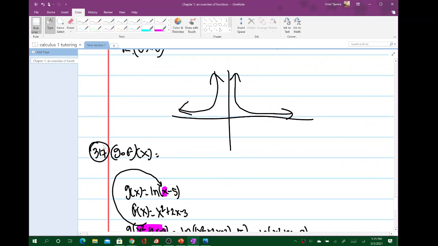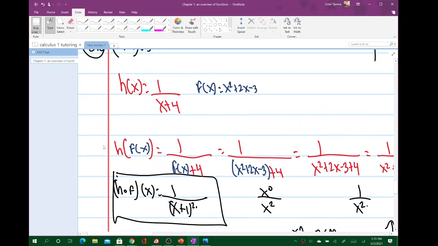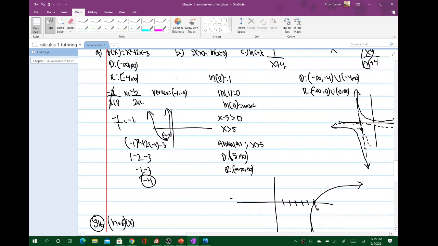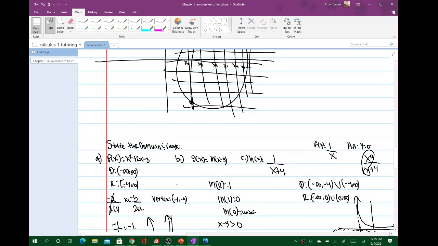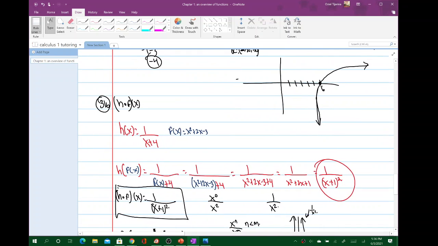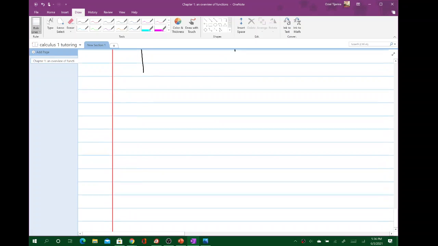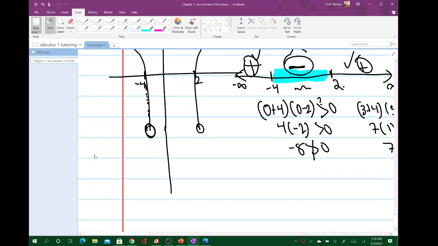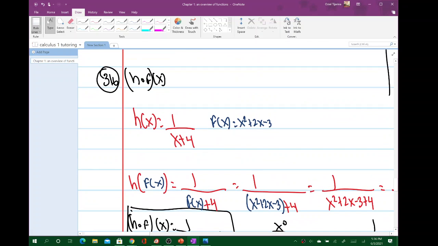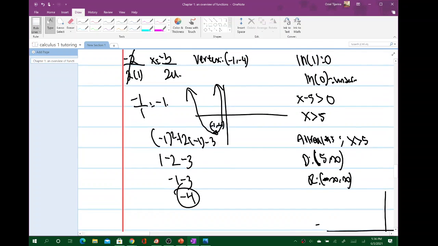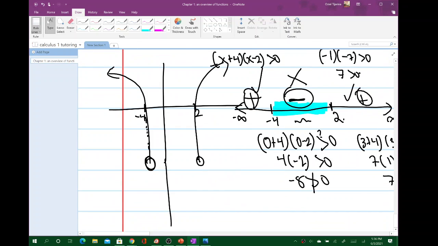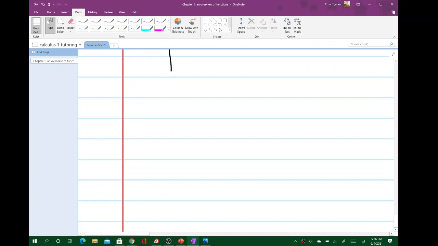But as long as you understand how to find the domain and range of these three functions, that is really what matters here. The composition of functions is a little more difficult, but as long as you understand how to find the domain and range of rational functions, quadratic functions, and natural log functions, or logarithmic functions, that's really all that matters. Let me see, hold on.